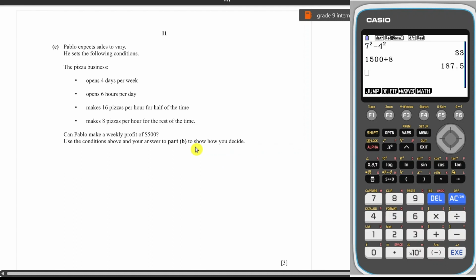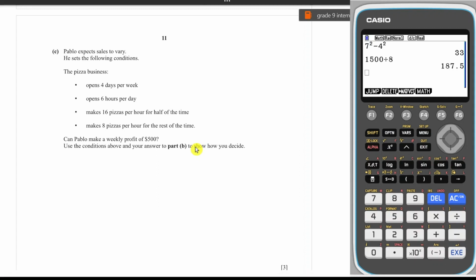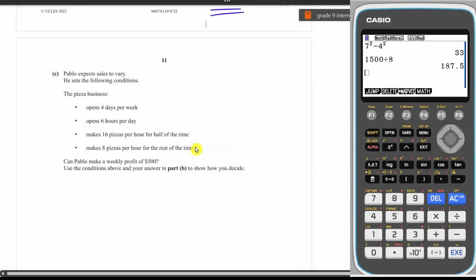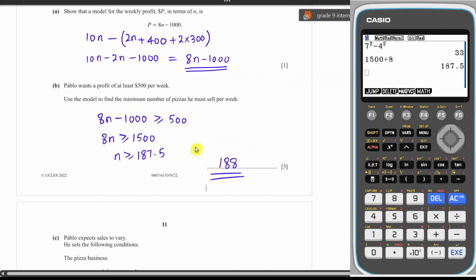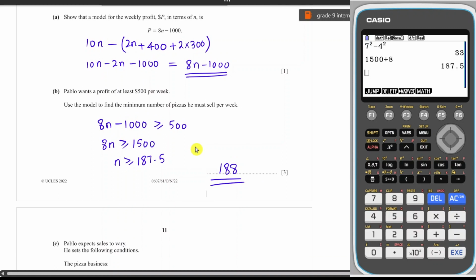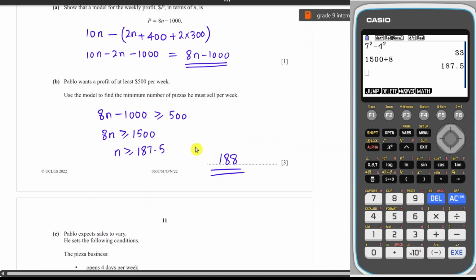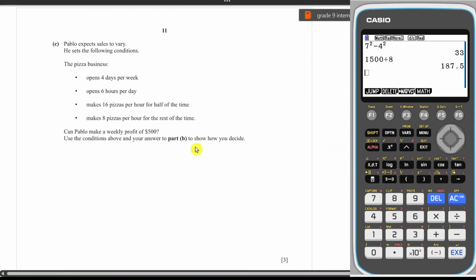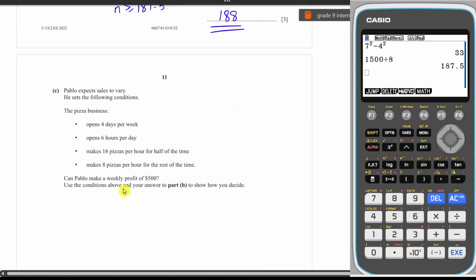Okay, so here let's read this a little more carefully. This was the answer to part B. The answer to part B was: use the model to find the minimum number of pizzas he must sell. So he is selling a minimum of 188 for sure. So we just have to find out if he can make a weekly profit of $500. If he's able to sell more than 188, then he can make it. So that's what we have to find out.